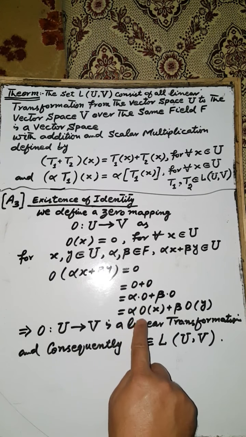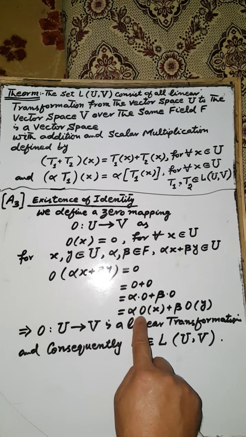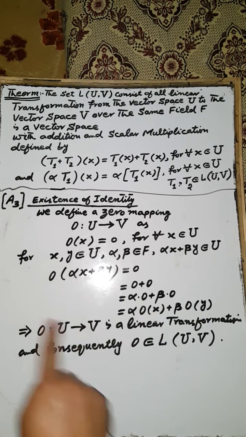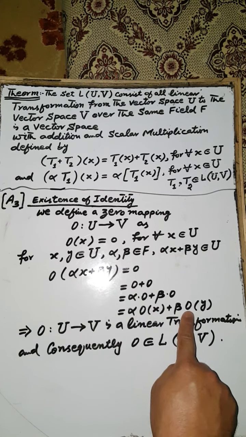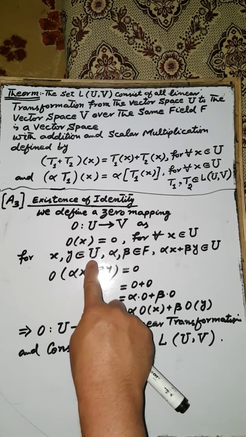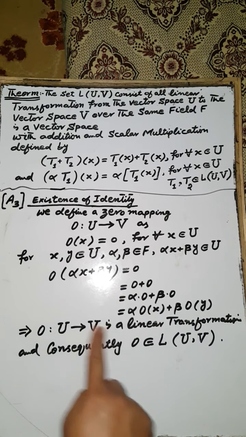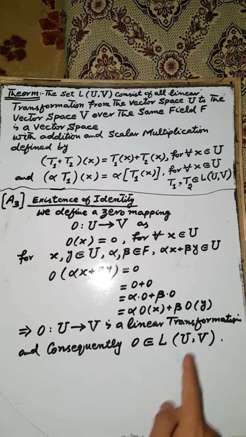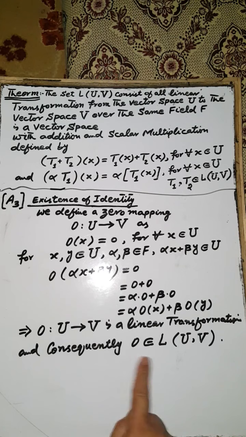This result 0 can also be obtained when we apply the zero mapping on x, an element of U, and apply the zero mapping on the element y of the vector space U. That is, the zero mapping from the vector space U to V is also a linear operator, and consequently is an element of the set.